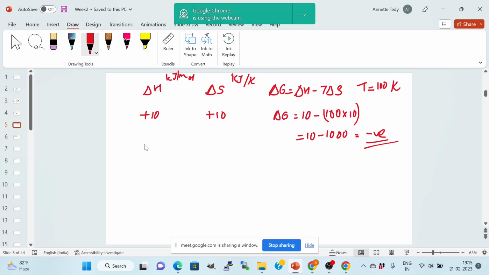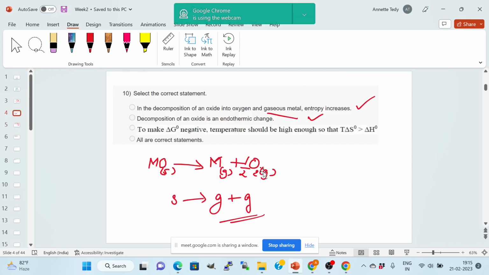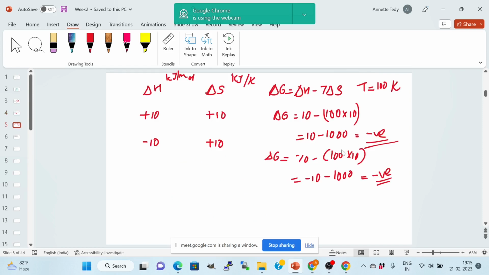So that is okay. Now what if this delta H is negative and my delta S is still positive? Then delta G will be minus 10 minus 100 into 10. So minus 10 minus 1000. So it is still a negative value, right? So in both these cases, my delta G is negative, which means that my reaction is possible. So our question was, do we need to follow this condition that T delta S is greater than delta H? So let me take another example.